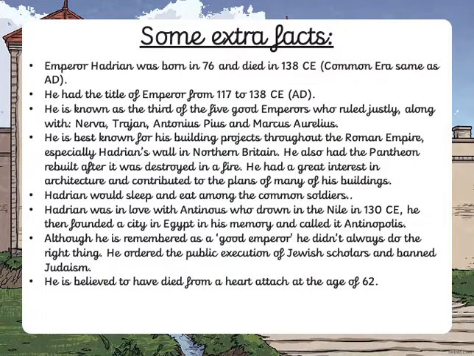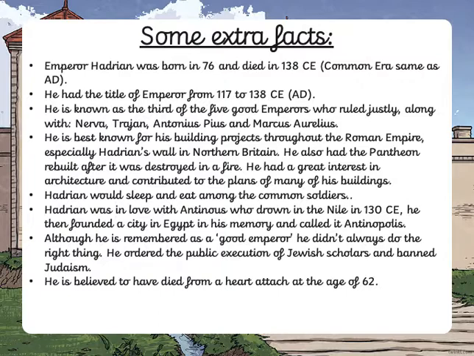Some extra facts. These facts will help you to fill out your fact file. Emperor Hadrian was born in 76 CE or AD and died in 138 CE or AD. So common era, remember we use that if we're talking from a non-Christian standpoint, but it means the same as AD. We can remember AD as being after death, but actually it means something in Latin, and it's from the moment where Jesus was born rather than when he died.